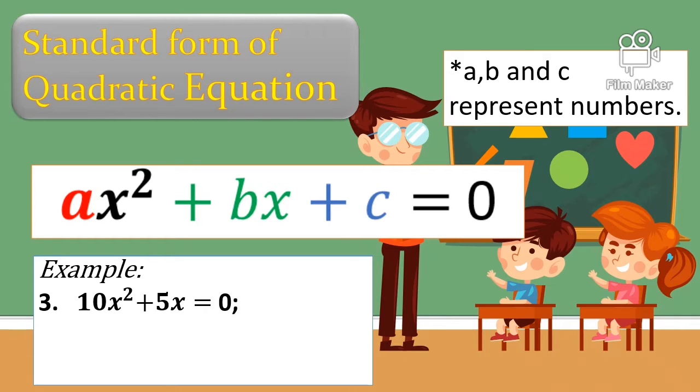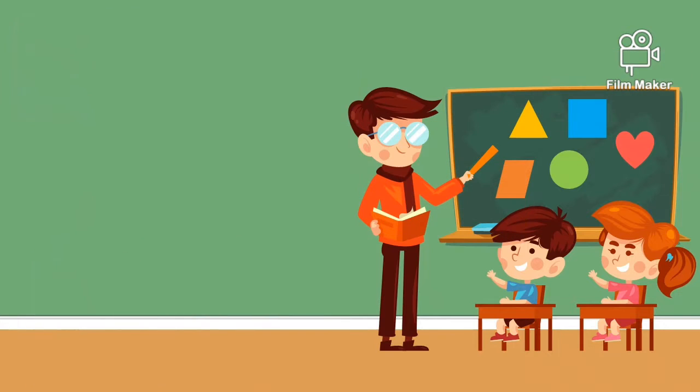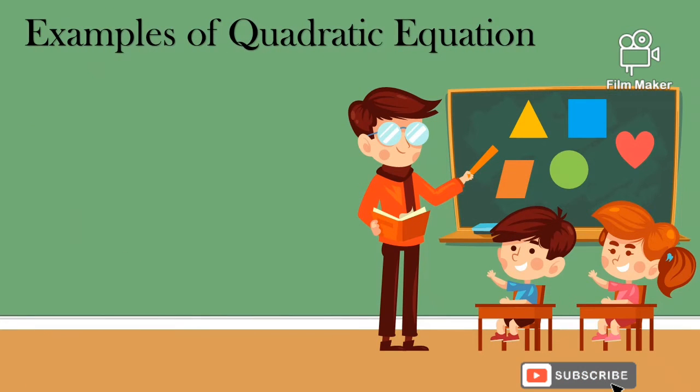3. 10x squared plus 5x is equal to 0. The values of a, b, and c are: a is equal to 10, b is equal to 5, and c is equal to 0. In this example, we have only two terms. The missing term is the constant term, so that's why c is equal to 0. Let's see more examples of quadratic equations.